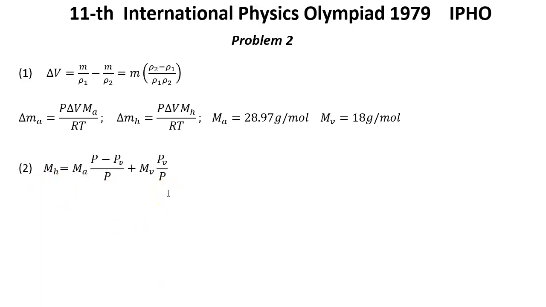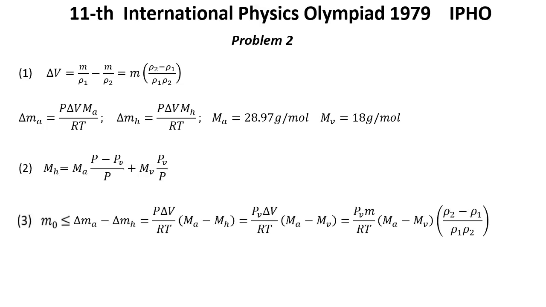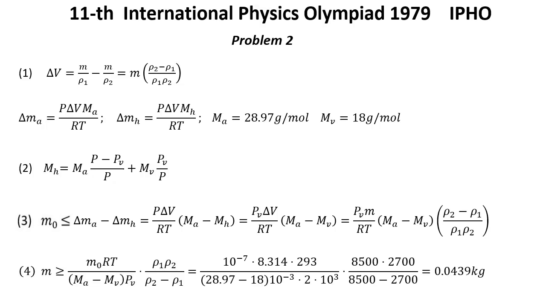Finally, to get the difference greater than M0, which is 0.1 milligram, M0 must be greater or equal to delta MA minus delta MH. And after calculations, we have this expression. Or we can rewrite it in the form of total mass M must be greater than this expression, and after calculations we will get 0.0439 kilogram or 43.9 gram. That was the solution for problem number 2.